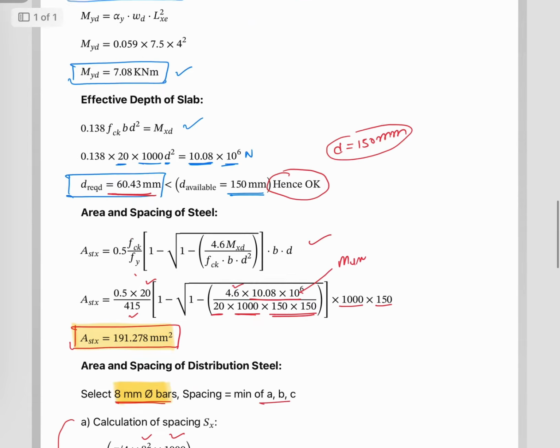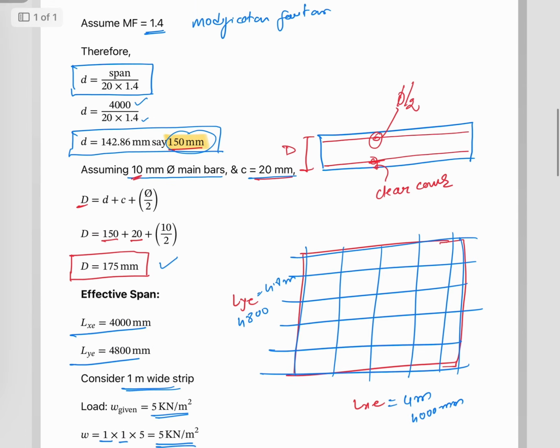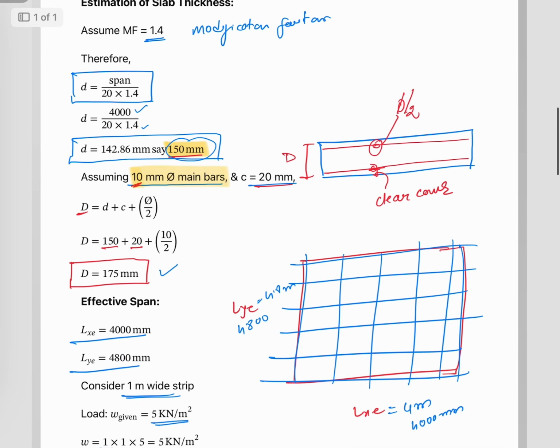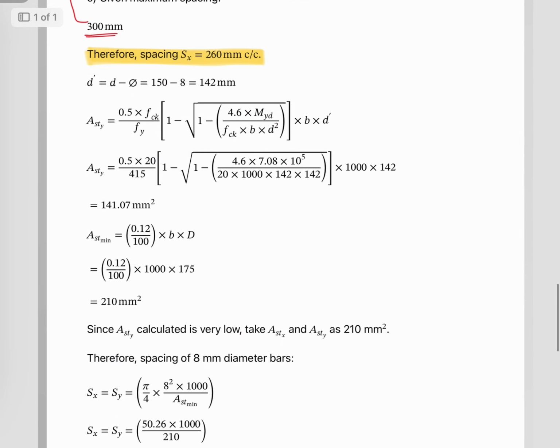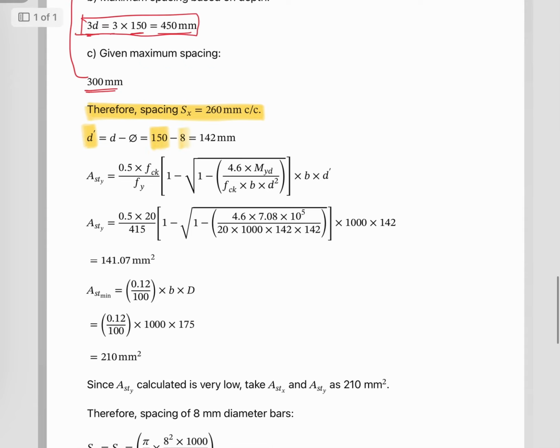and above the top we have considered how much? 10 mm bar. Okay, so here is a conflict. So what I'm going to do is again calculate the effective depth, another effective depth. So how is it calculated? Whatever effective depth you have considered, you just need to subtract the bar which you are going to select.